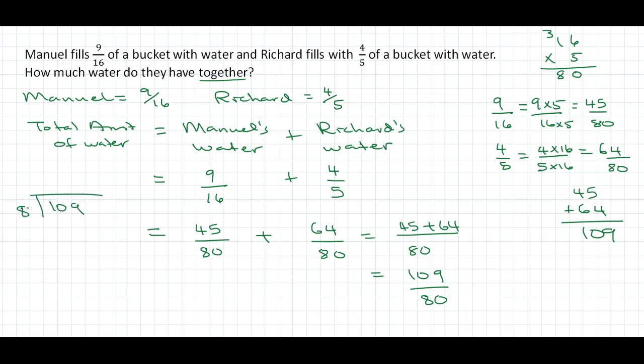109 divided by 80. You should get just one group of 80 in 109. So we can subtract: 1 multiplied by 80 is 80. 9 minus 0, we have 9. 10 minus 8, we have 2. So this is going to give you 1 29/80 buckets of water. So together, Manuel and Richard have 1 29/80 buckets of water.